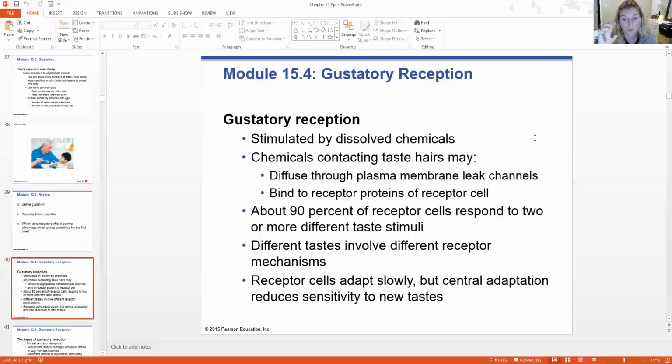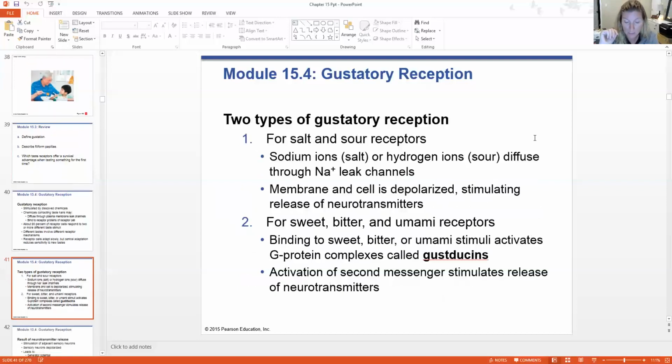The receptor cells will adapt slowly. Central adaptation reduces sensitivity to new tastes. In other words, the first bite of that salt and vinegar potato chip, you're going to say, ugh. But then halfway through the bag, you're enjoying them. They're salty, they're tasty, they're crunchy, they're awesome, right? That's adaptation. So let's talk about the 2 types of gustatory receptors.